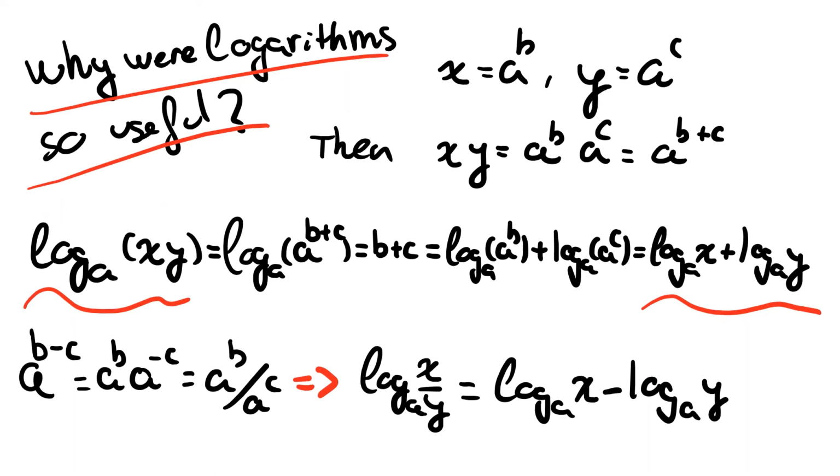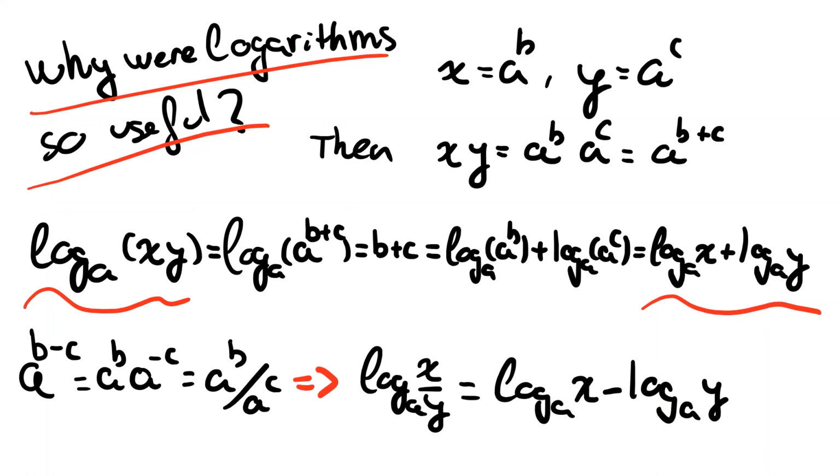Since we know that given two numbers expressed as powers of the same number, x equals a to the power of b and y equals a to the power of c, their product is the power of that number and the addition of the exponents, so a to the power of b times a to the power of c equals a to the power of b plus c, we have that the logarithm in base a of x times y equals the logarithm in base a of a to the power of b times a to the power of c, which equals b plus c. But that is also the logarithm in base a of a to the power of b plus the logarithm of a to the power of c, which is the logarithm in base a of x plus the logarithm in base a of y. So what has happened here?